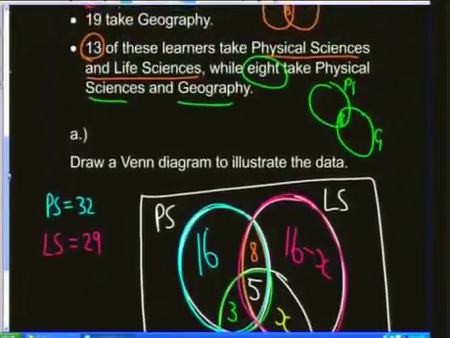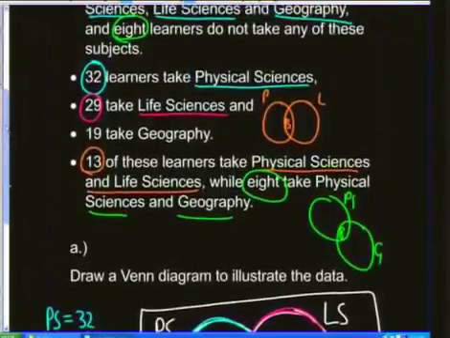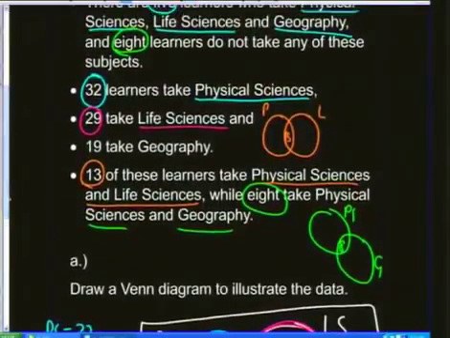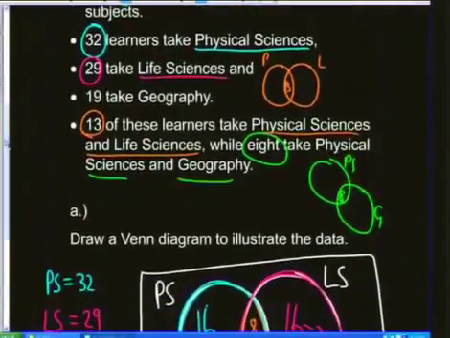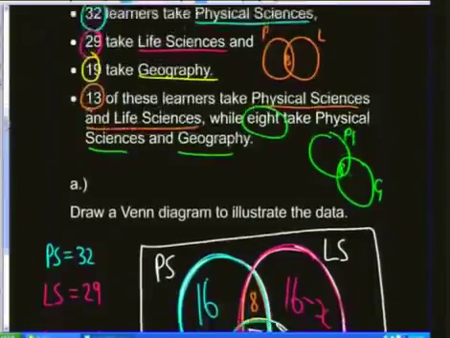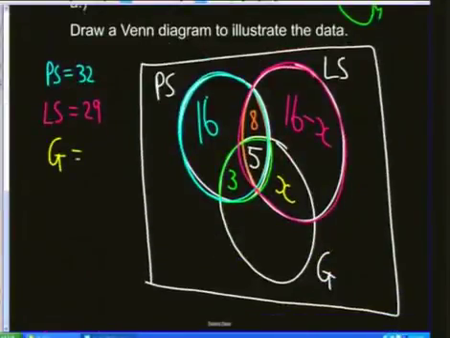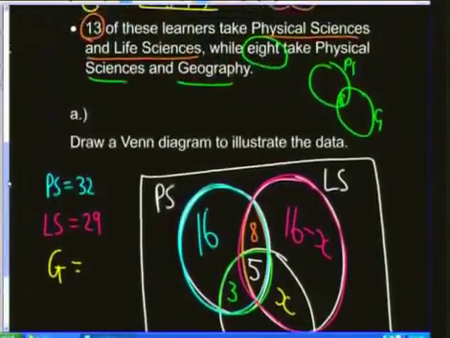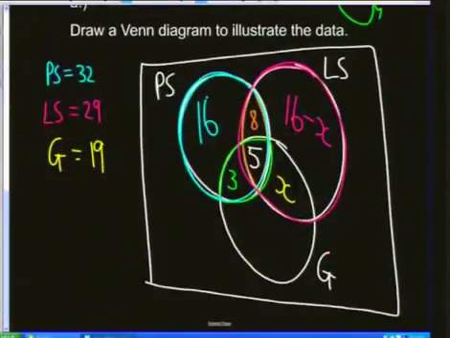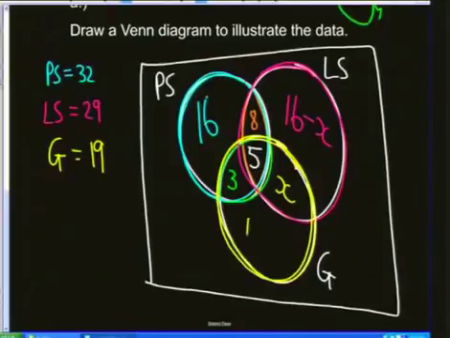And then finally, let's use yellow. We've got 19 take geography. Grade 11, do you see how I'm using color? It's very important that you use and play with colors. So in this yellow circle, there have to be 19, but there's already 8. So there will be 11 minus x. Okay.